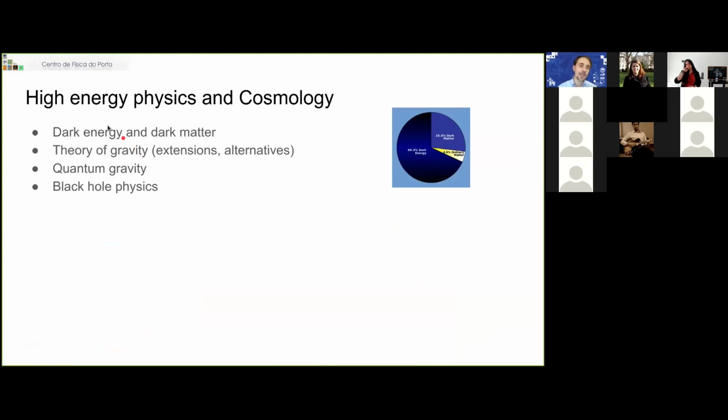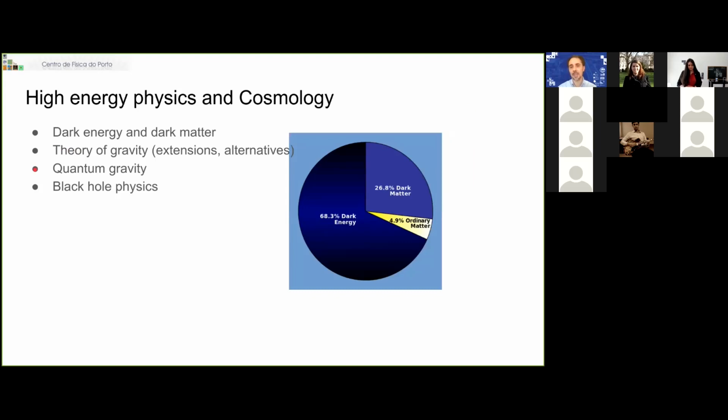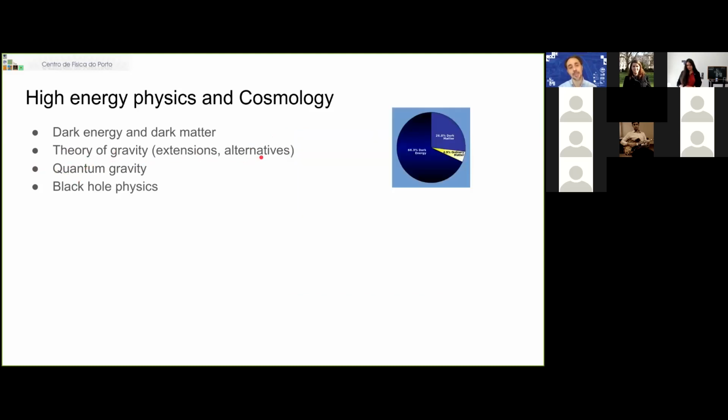So the other field, high energy physics and cosmology. We still have, as you know, dark energy and dark matter as one of the mysteries, and we have researchers working on this. The theory of gravity, extensions and alternatives, quantum gravity, of course, and if we talk about quantum gravity, you of course will end up with black hole physics. But I'll let Professor Orfeu Bertolami tell you a little bit more about this.